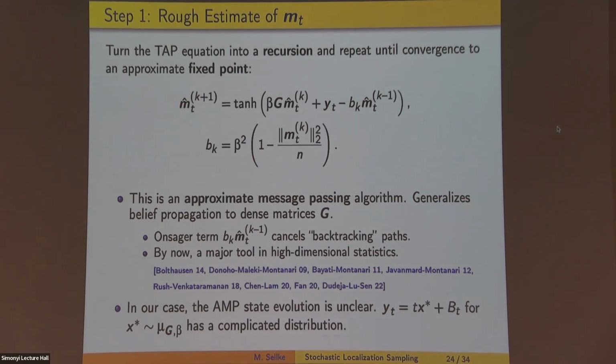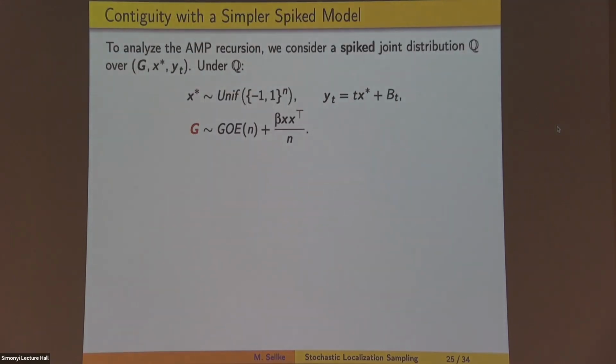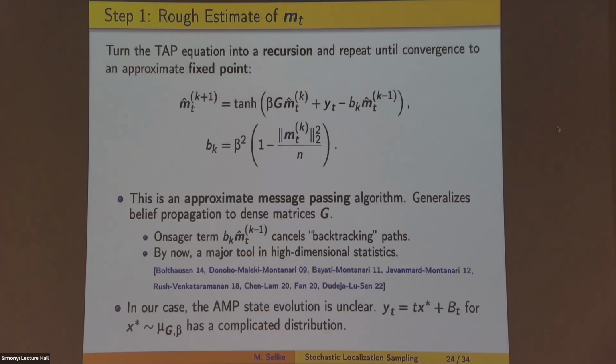Okay, maybe I'll just say briefly. There's some trick to do this where you use contiguity with a simpler spiked model. So you change the distribution to do this analysis, and then you argue that things happen with high enough probability that you can transfer them. What's AMP again? Approximate message passing, sorry. So just this kind of recursive iteration.